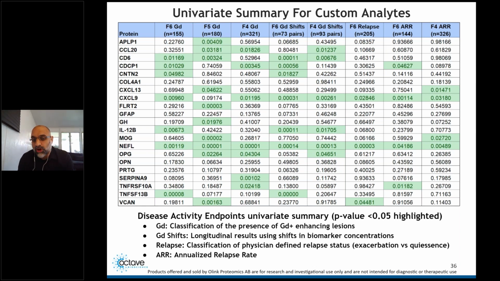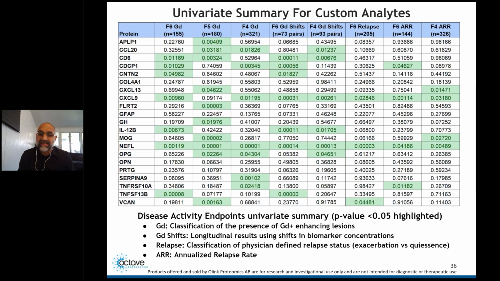This is where we've used longitudinal results. So rather than using the absolute concentration at any point in time that a biomarker result was determined, we use the shifts in previous time points for which we also have biomarker results. So instead of using the concentration, we're using the shift between 2 successive time points. And we use that as a feature that's entered into our models.